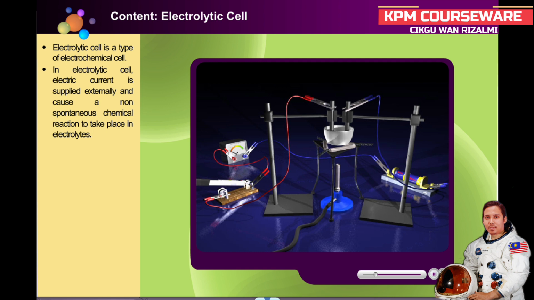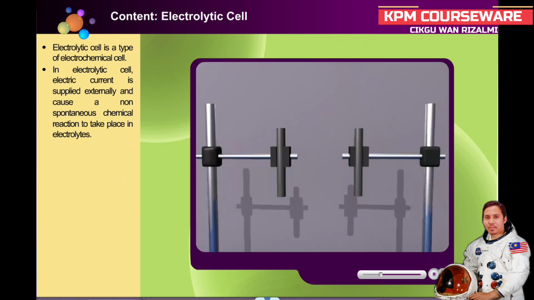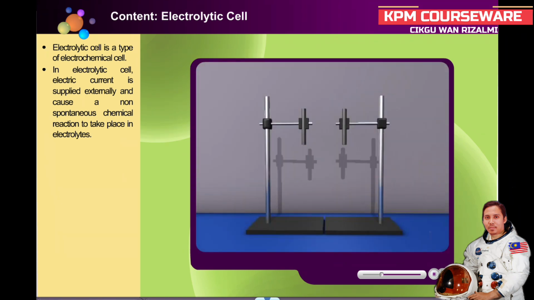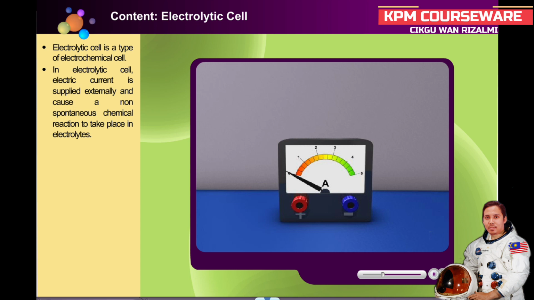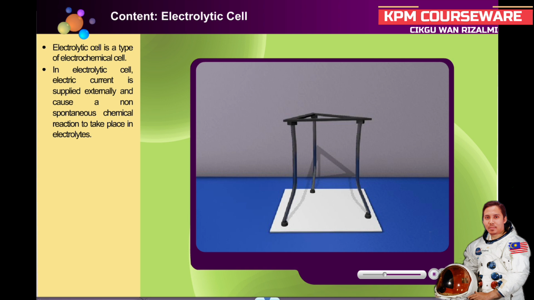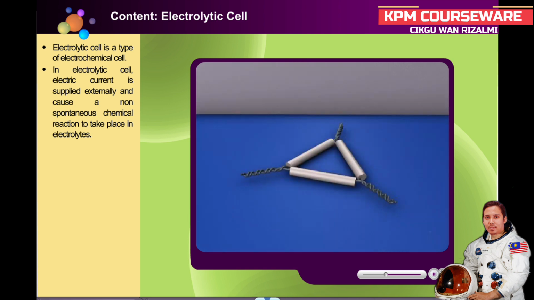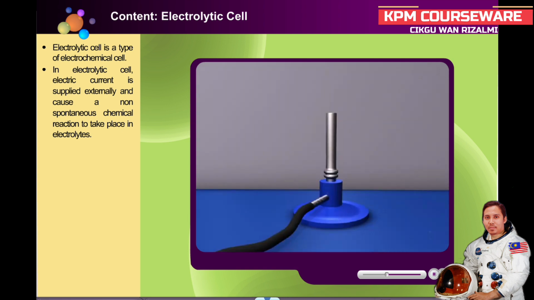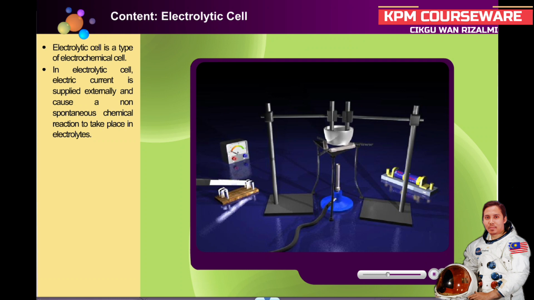Allow me to show you how to set up this electrolytic cell for molten electrolyte. To set up an electrolytic cell, you need 2 D batteries, 2 carbon rods with holder, an ammeter, wires with crocodile clips, crucible, tripod stand, pipe clay triangle, and Bunsen burner. Now watch closely how I fix the setup.